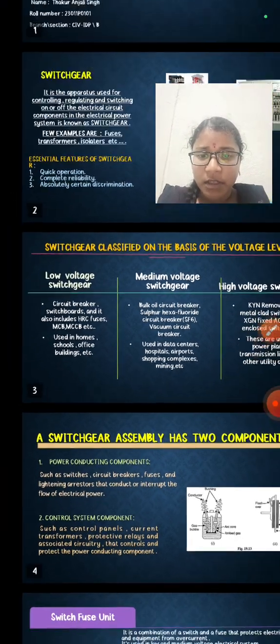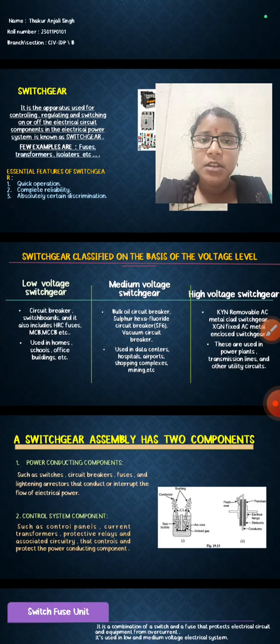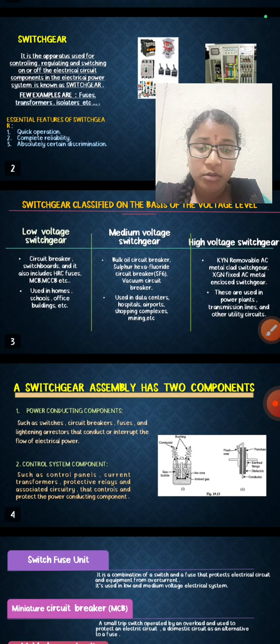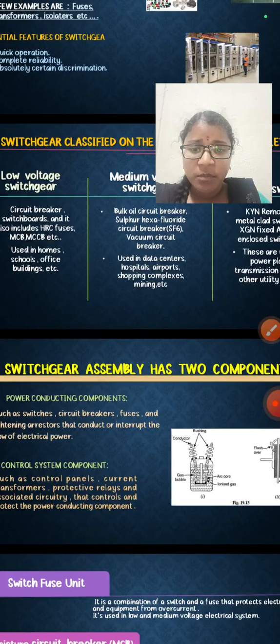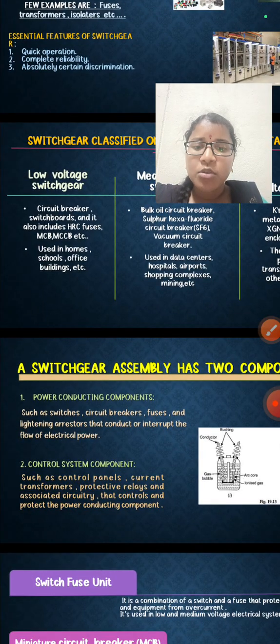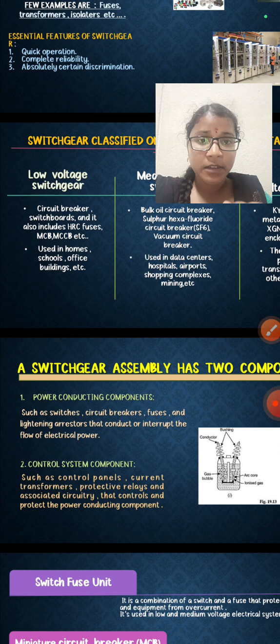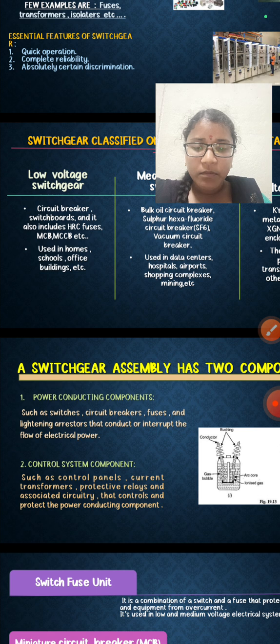Next, what we know is that an assembly is nothing but a main point or a junction point. Assembly has two components in switchgear, which are power conducting components and control system components. Power conducting components are the switches, circuit breakers, fuses, and lightning arresters that conduct or interrupt the flow of electric power. Like in a switch, when we switch off, it means the electrical flow is cut. When we switch on the light, it means the electrical flow is going.